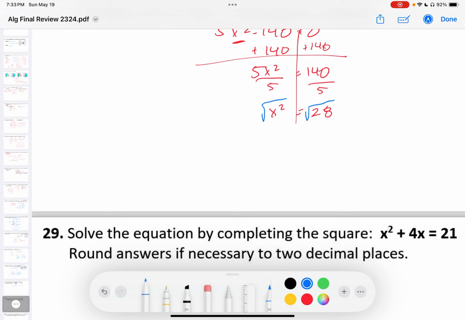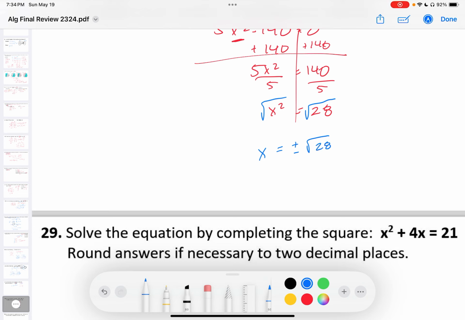So I'm going to put my square root signs on both of these, leaving me x equals plus or minus the square root of 28. Then we try to simplify the square root of 28. And we can say, hey, I know that the square root of 28 is the same thing as the square root of 4 times the square root of 7, and I know that the square root of 4 is 2. So the square root of 28 simplifies to 2 square root of 7. So we put our plus or minus in front, 2 square root of 7, and call it good.